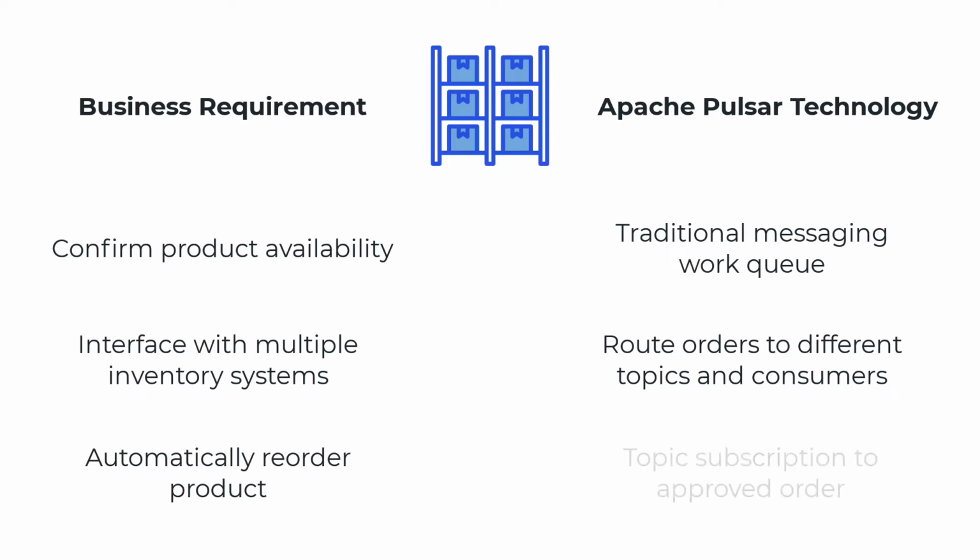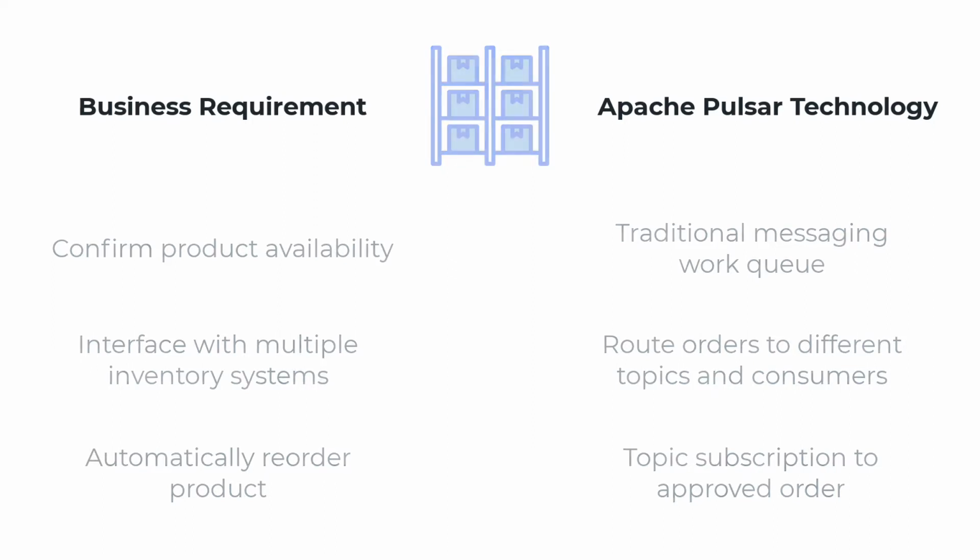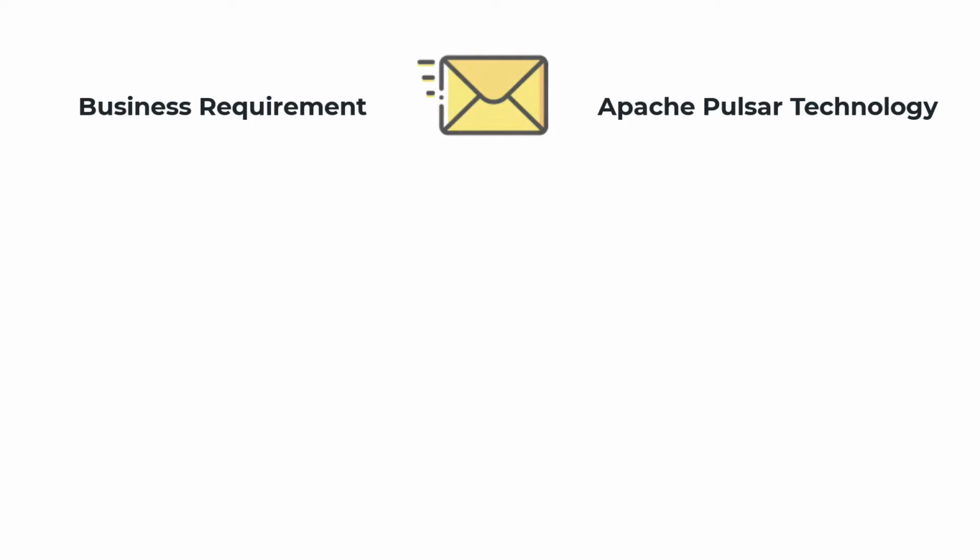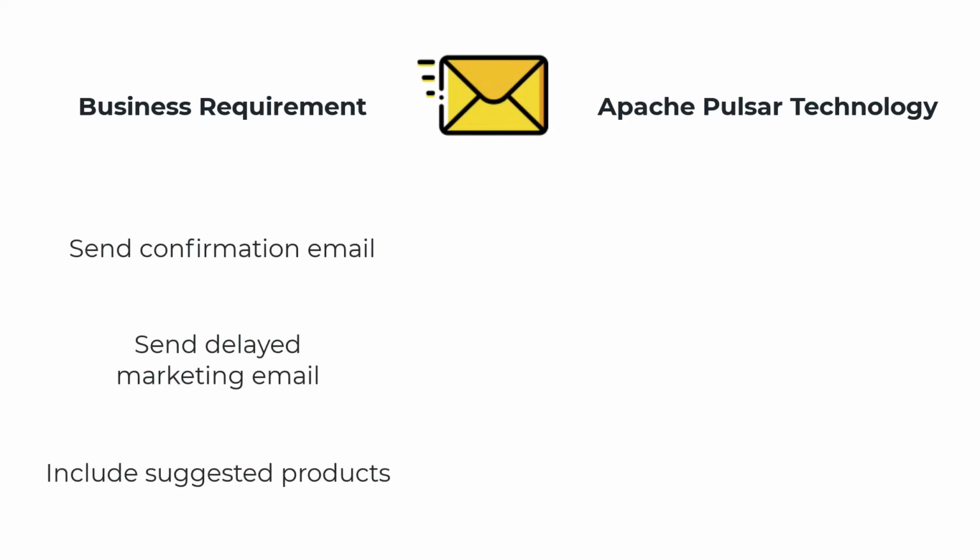Finally, to automatically reorder product that has been purchased or replenish inventory from a declined order, our consumer uses subscriptions to read from multiple topics. In addition to product being reordered, the approval of an order should trigger the sending of a confirmation email. One message being sent to multiple consumers is achieved using fan-out.